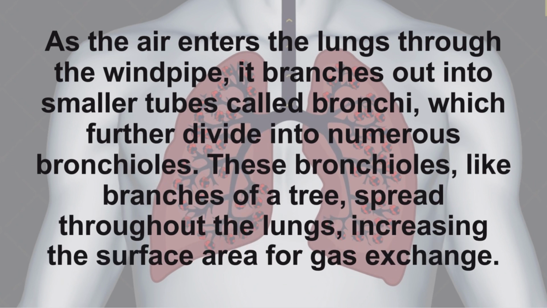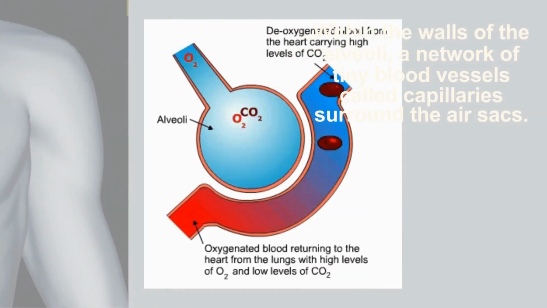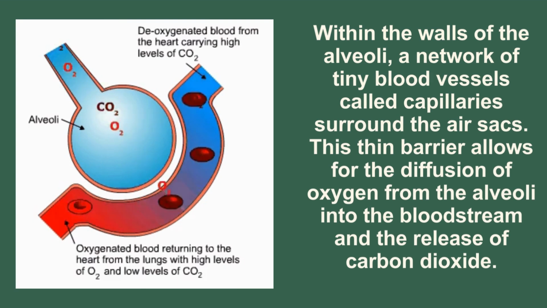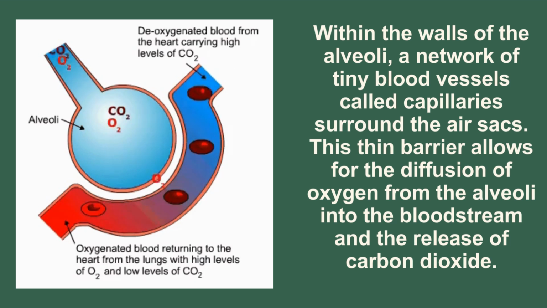As the air enters the lungs through the windpipe, it branches out into smaller tubes called bronchi, which further divide into numerous bronchioles. These bronchioles, like branches of a tree, spread throughout the lungs, increasing the surface area for gas exchange. Within the walls of the alveoli, a network of tiny blood vessels called capillaries surround the air sacs. This thin barrier allows for the diffusion of oxygen from the alveoli into the bloodstream and the release of carbon dioxide.